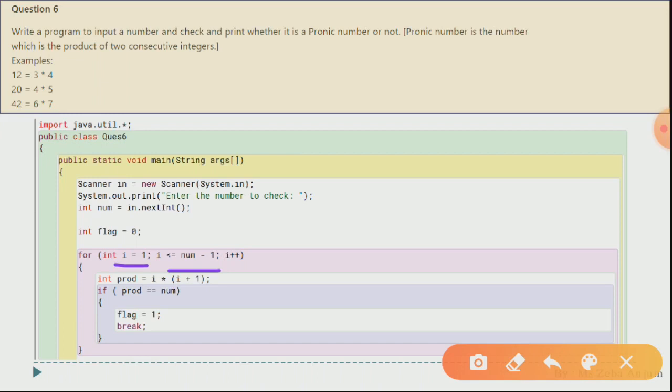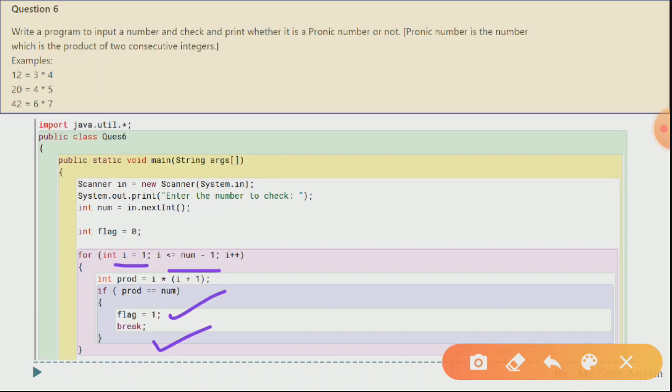ठीक है, आप 1 से लेकर num minus 1 तक अपने हर एक consecutive integer का multiply करोगे and then you will check कि आपका product जो है वो num के equal आया है या नहीं है. अगर आ चुका है then your flag will be 1 and your loop will break.